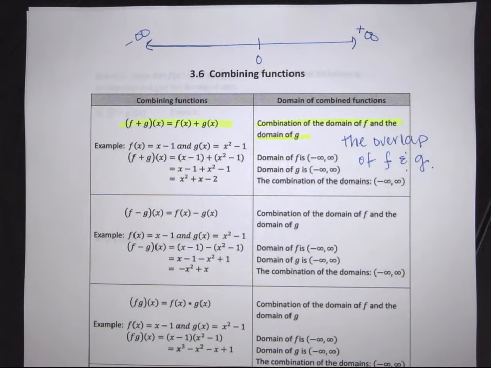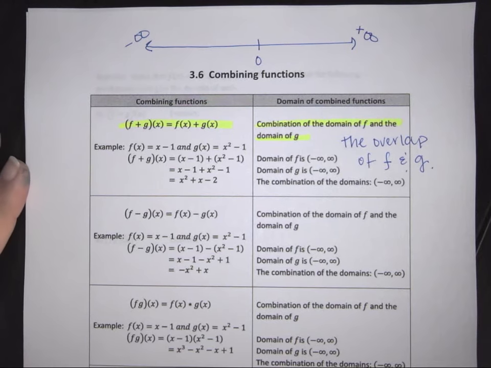Essentially, you would create a number line for your f, and then you would create a number line for your g, and then looking at them either side by side or top to bottom, you would simply look for where those two number lines overlap each other, and that overlap is going to be your overall domain for that combination.